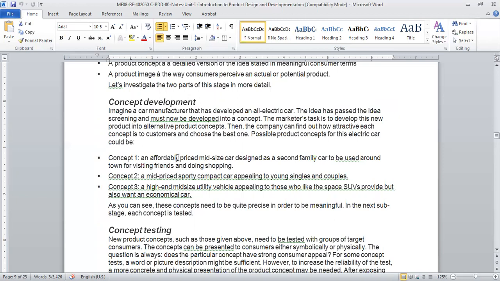Concept one, an affordably priced mid-size car. This is the example they are taking of a car: an affordably priced mid-size car for a family, a mid-price sporty car appealing to young people, and a high-end mid-size utility vehicle. So there are three different concepts, having different audiences in mind.